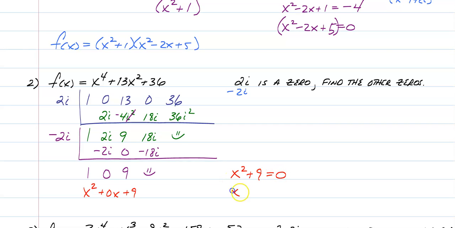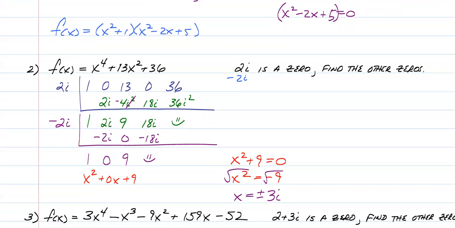Set that equal to 0 and solve. x squared is equal to a negative 9. Square root both sides, do not forget, that means you have a plus or minus. So x is equal to plus or minus 3i. So that was a lot of work to get that, but that's just one of the things you have to be able to do when you are in the pre-calc level doing synthetic division and working with polynomials.